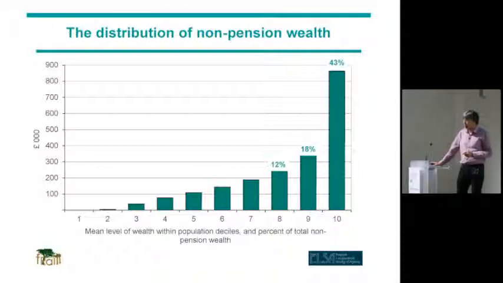But inequalities are really important. So I've talked about inequalities in terms of their relationship. This chart shows you how wealth is distributed in the population according to tenths of the population.